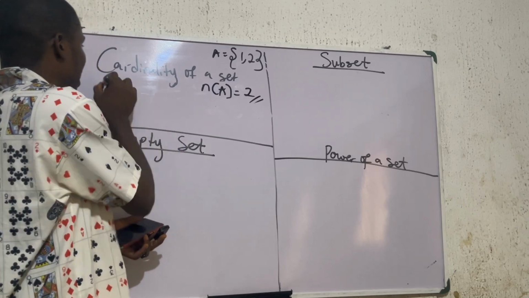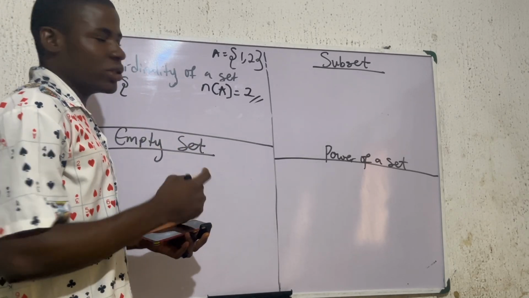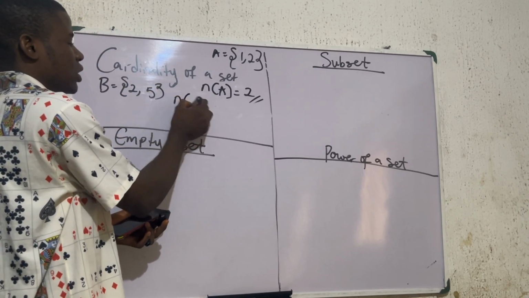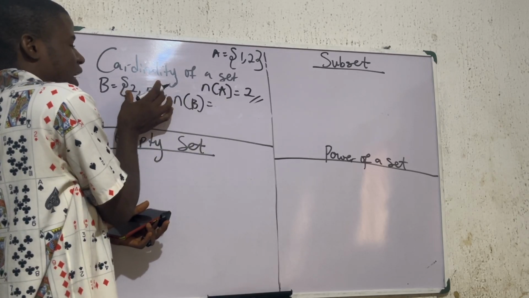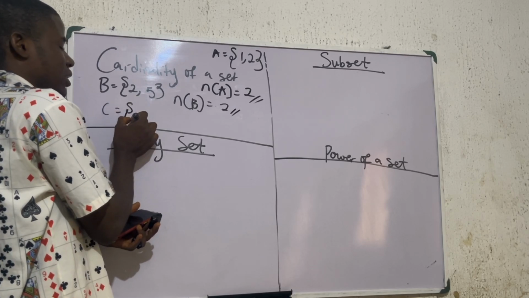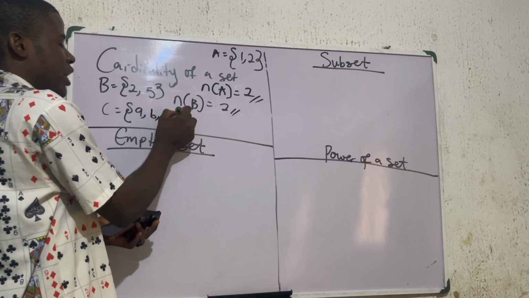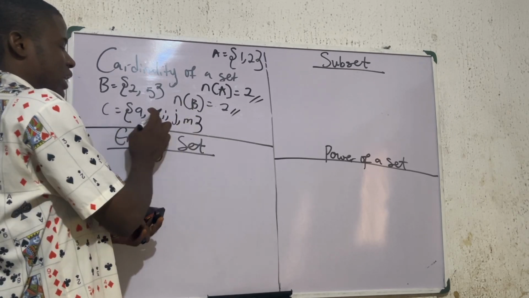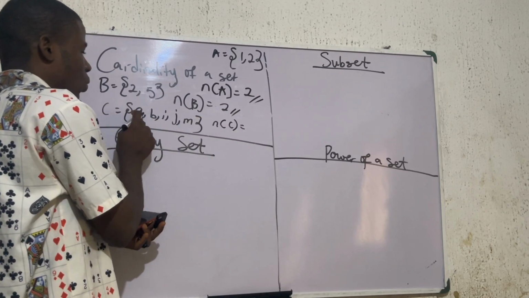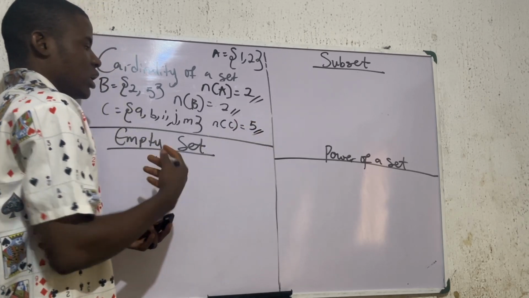Very simple. If I have set B, and set B refers to the prime factors of 10, the prime factors of 10 are 2 and 5. So therefore, the cardinality of set B, how many elements can I see in the prime factors of 10? That's definitely 2. If I have that set C has the elements A, B, I, J, M, these are the elements of set C. Then they ask you, what is the cardinality of set C? How many elements can you see here? 1, 2, 3, 4, and 5. So the cardinality of set C is 5.